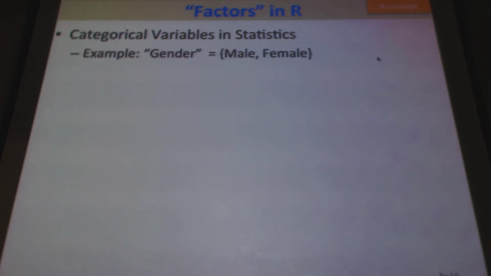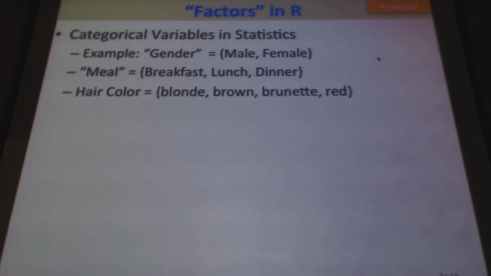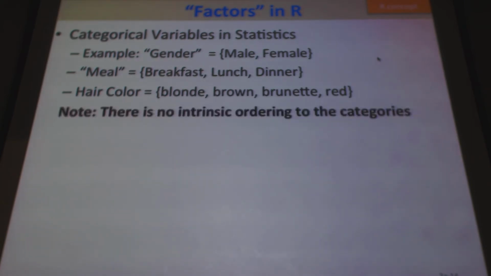So for example, gender is a classical, prototypical example of a categorical variable. If you're classifying people, you could simplistically classify them as either male or female. You could also say that a meal served at some conference is breakfast, lunch, or dinner. There's one variable called meal which takes on these three values. These values are called levels. One more example is hair color, whether it's blonde, brown, brunette, or redhead. All of these are factors.